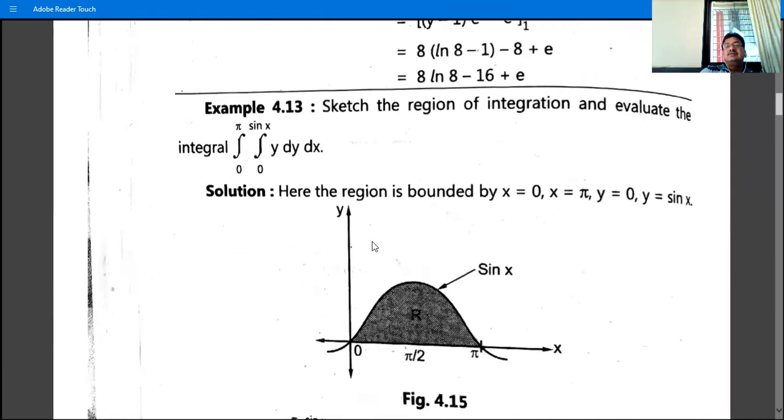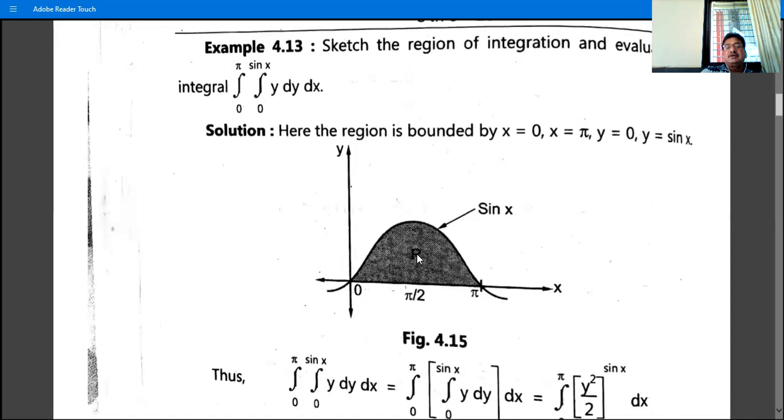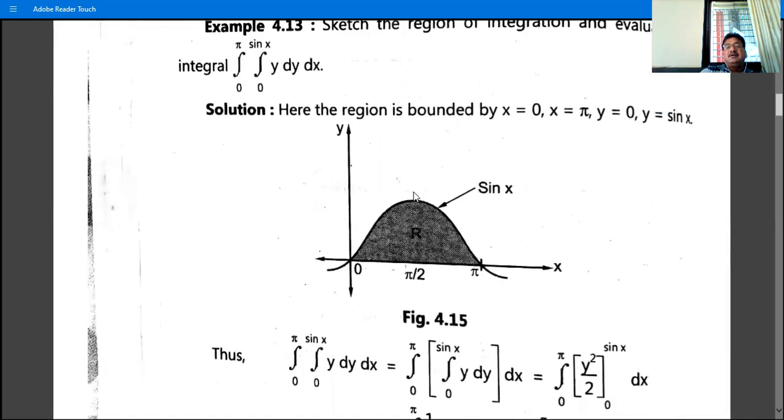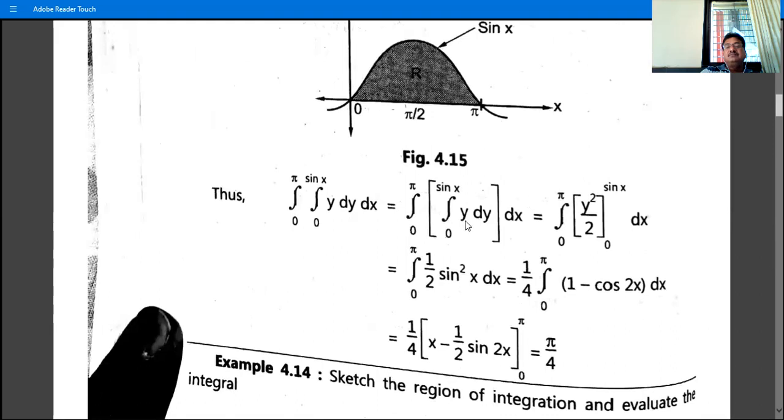So here, only sketch the diagram and evaluate. Okay, so the diagram is this, the region of integration is this, and now the integration with respect to y first. So it's y square by 2, because the limit of y is in terms of a variable. We cannot change the order of integration without changing the limit. If we have to change the order, we have to change the limit, because the limits are not constants. The limit of y is in terms of a variable, so first integration with respect to y is necessary.